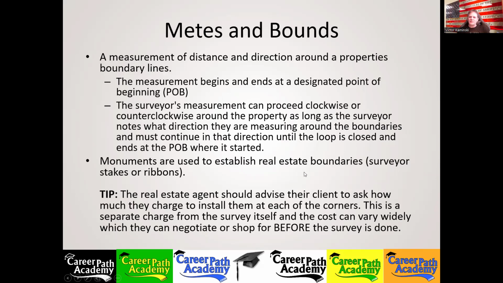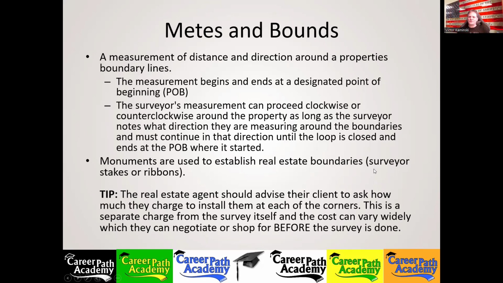Monuments are used to establish real estate boundaries, and surveyor stakes or ribbons are pounded into the ground or into a tree to show where exactly the corners of your property are. So now you can visually see it. It's one thing to have a surveyor draw a map and say, here's your property, but now you take that map and you go out to the land and trying to find those points is another thing if you don't know how to do the measurements, which the surveyor does.